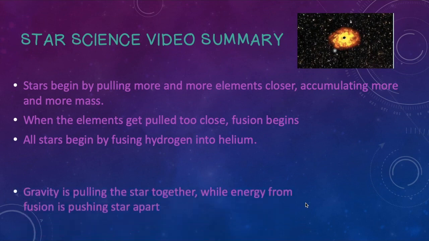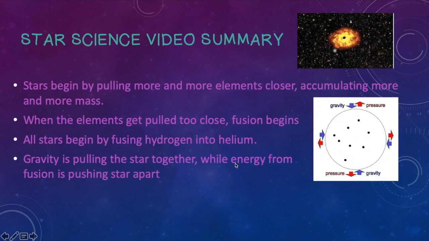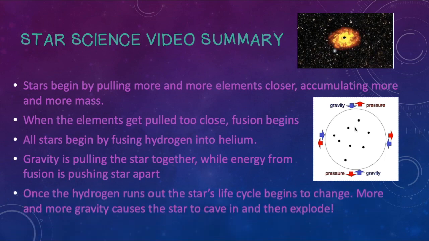All right. So when that happens, gravity tries to keep the star together, but the energy being released pushes the star apart. So you have that balance of the star wanting to come inside itself and to spread way out, going back and forth, back and forth. Once the hydrogen runs out, so there's no more hydrogen left to make helium, you have helium that can make other things and so on, and the star's life cycle begins to change.